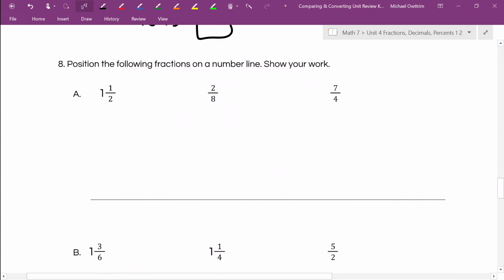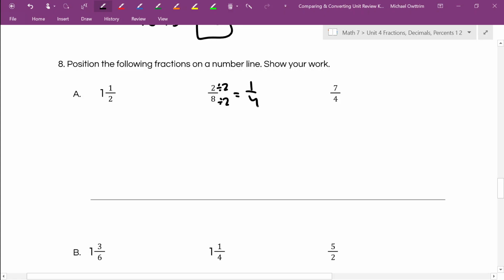Position these fractions on a number line, show your work. For these, we need to make fractions with a common denominator, and we can use mixed numbers to help us line up our numbers on the number line. I'm going to start by simplifying this middle fraction here. 2/8 is the same as 1/4.